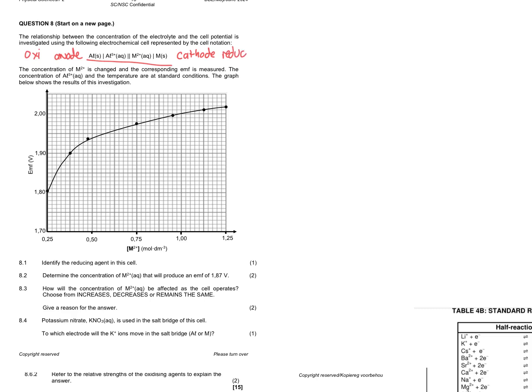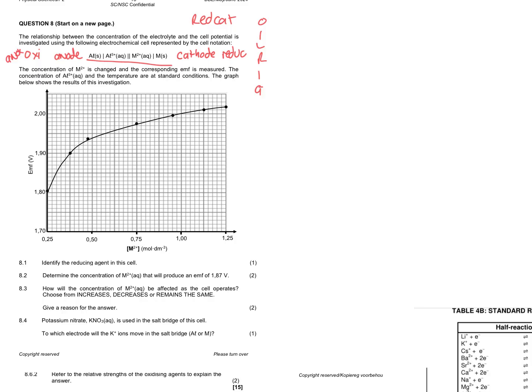The cathode is always reduced, it's red cat, and the anode is always oxidized, it's anox. Or you can do oil rig. Oil rig is oxidation is loss of electrons, reduction is gain, and it's also fat cat. So the cathode always gets thicker and the anode gets thinner.